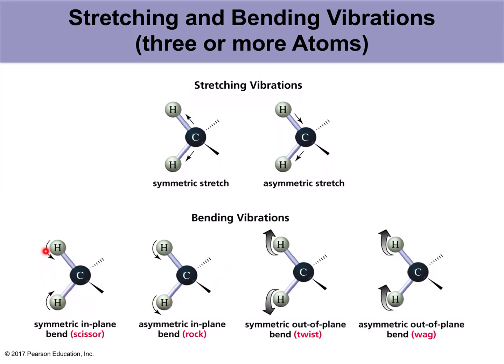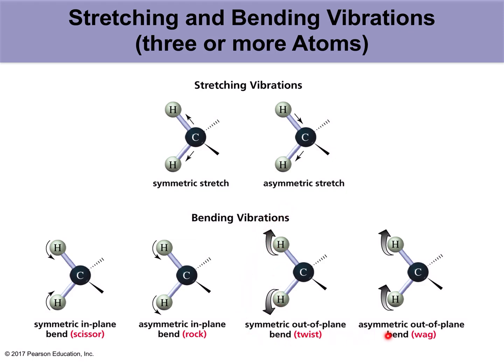So there are 2 hydrogens, it can bend, not along the bond, but it can bend like that. That's a symmetric in-plane bend. We call it a scissor. And then you can have asymmetric in-plane bend. That's a rock. This goes to this side, and this also goes to the same side. And this is symmetric out of plane bend. This goes this way, the other one goes the other way. That's a symmetric out of plane bend.